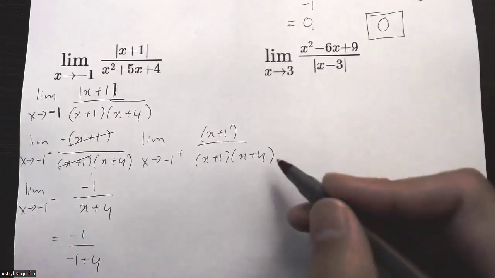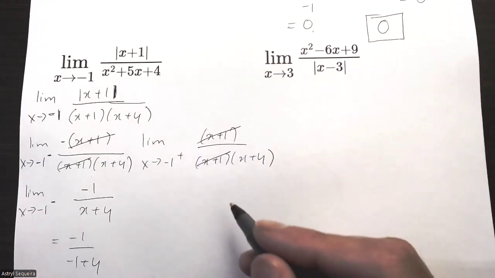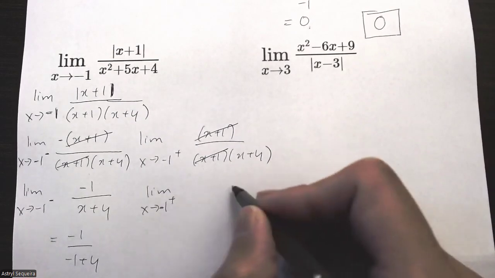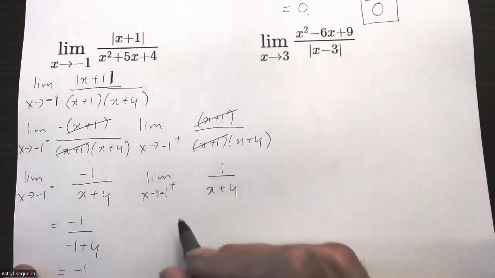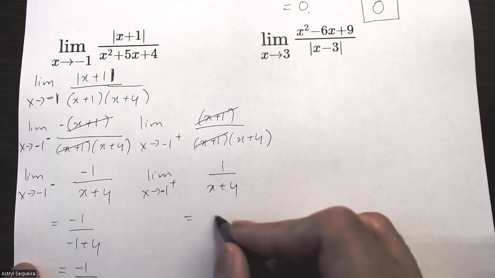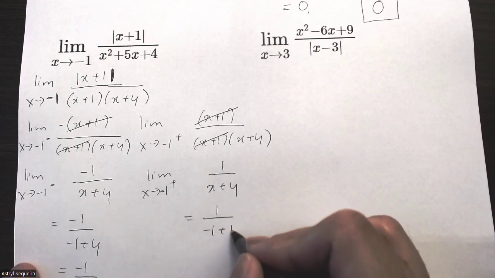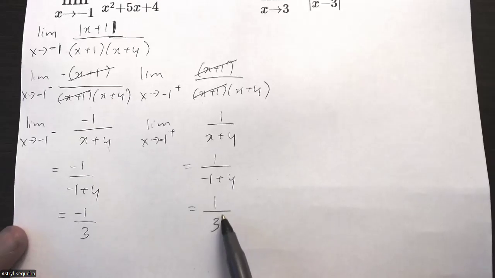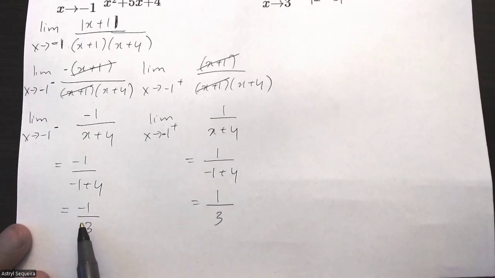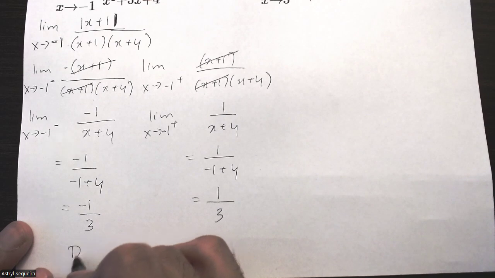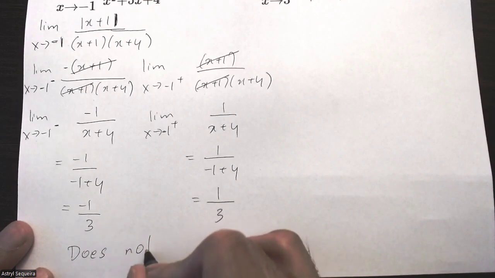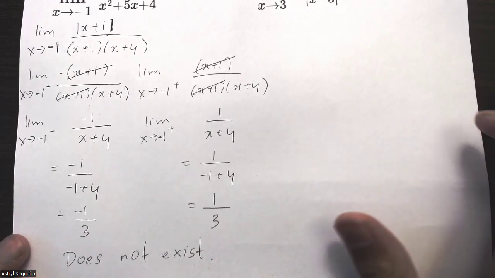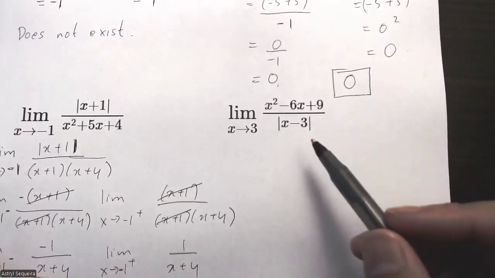Let's do my right-sided limit next. Cancel out the x plus 1s. I'm just left with 1 over x plus 4. Can sub in -1 into this. That's just 1 over -1 plus 4, which is now positive 1 over 3. So the right-sided limit is positive 1 over 3. The left-sided limit is -1 over 3, which means that the limit does not exist because they do not match exactly in this question. And let's go to the last question over here.